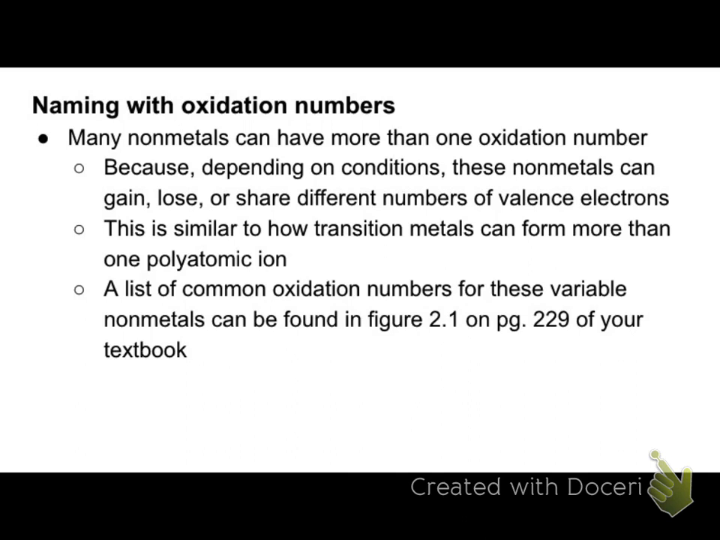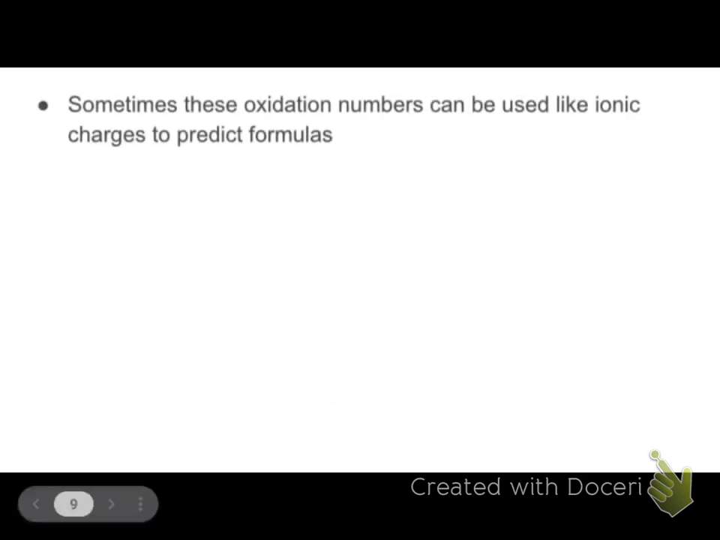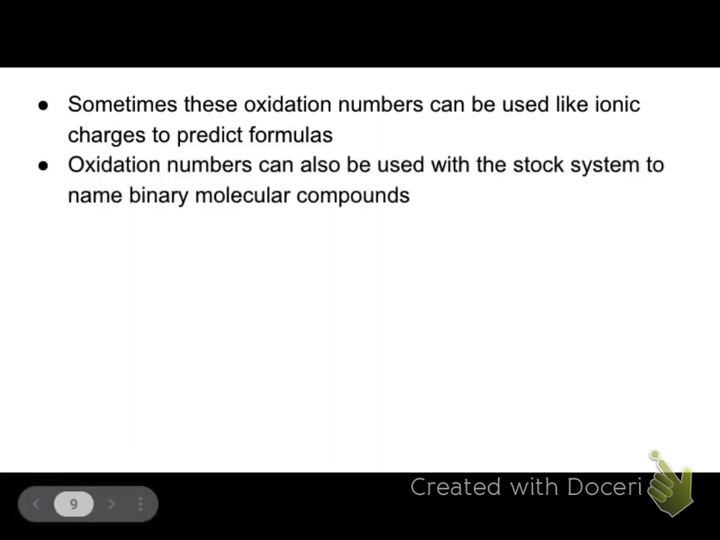So, just like we used the Stock system to indicate the charge of an ion for ionic compounds, we can use the Stock system to indicate the oxidation number of a covalent compound. We can use those names then, the charges or the oxidation numbers, to predict formulas. So here are examples of how that would look.